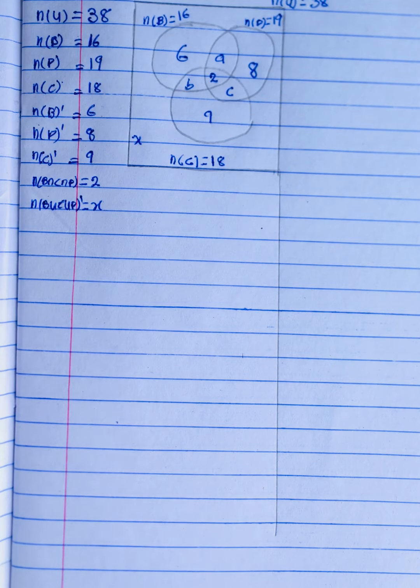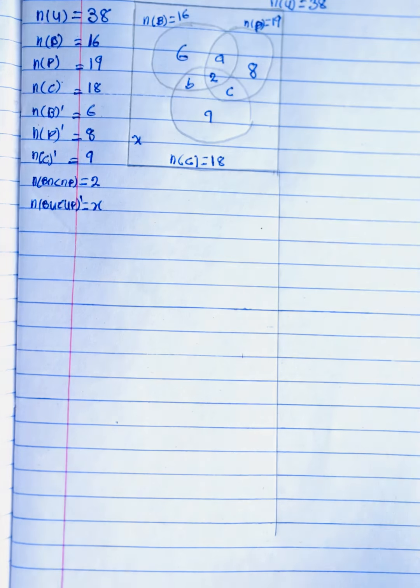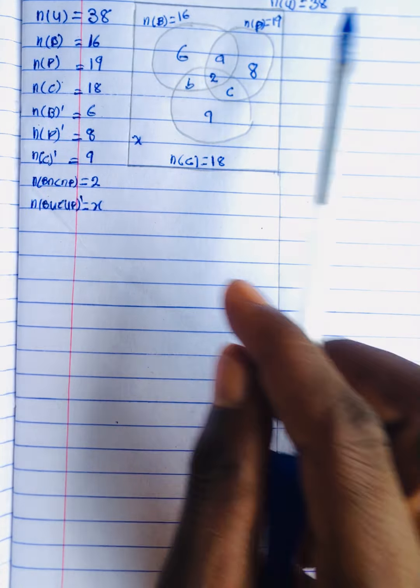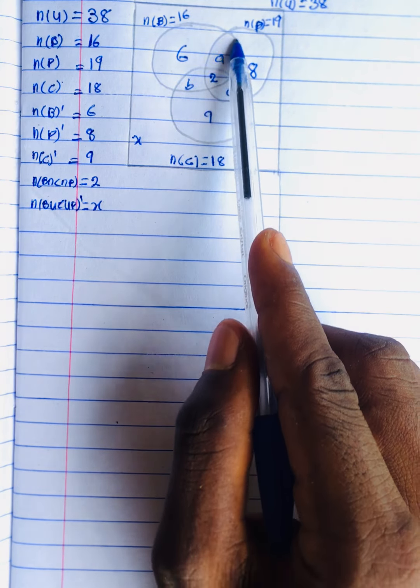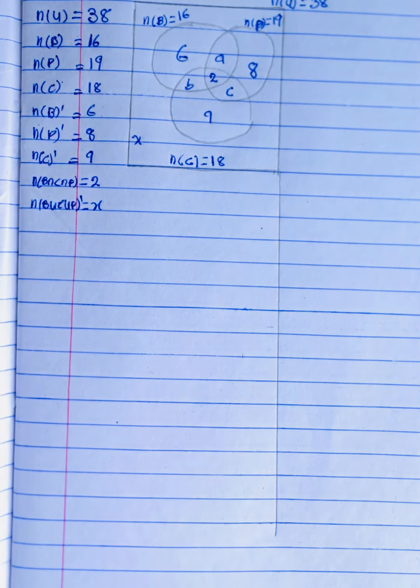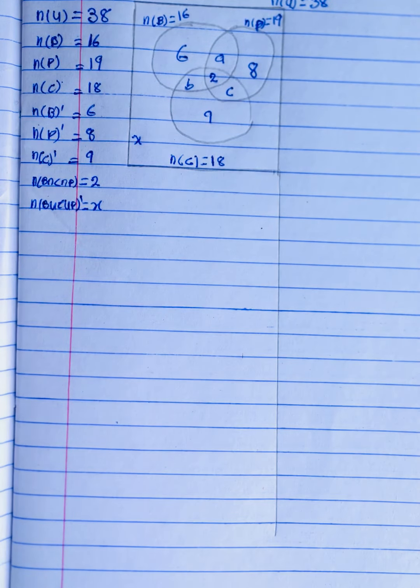The second one says we should find the number of students who offered biology and physics only. So this is biology, this is physics, and the part that is only here is A alone. Then we should find physics and chemistry only, that is C only. Then you have to find B, which is biology and chemistry only.